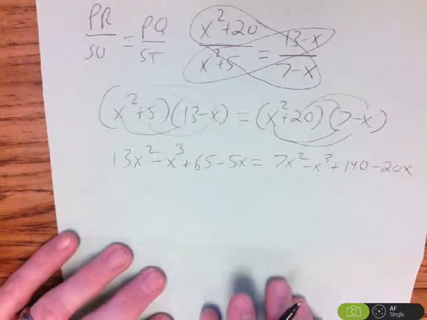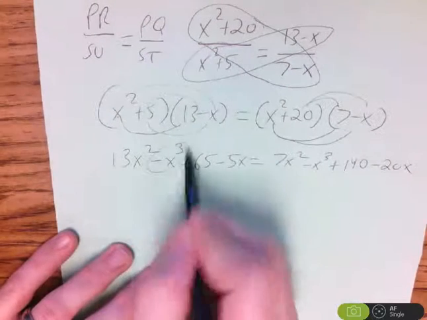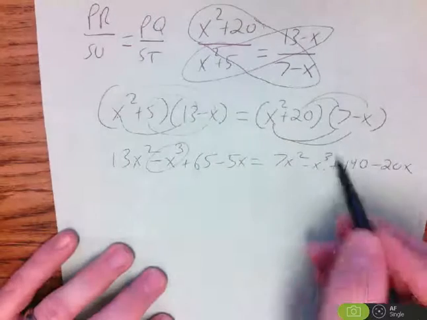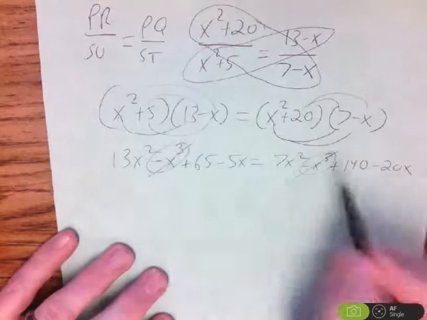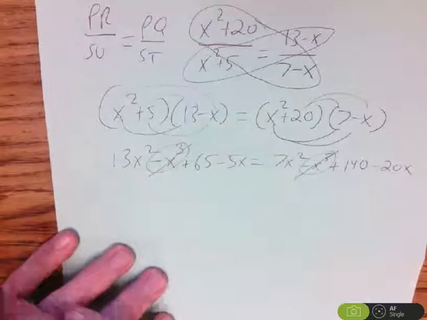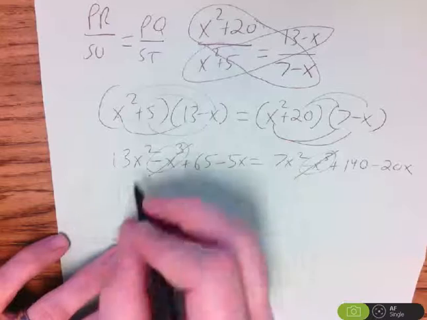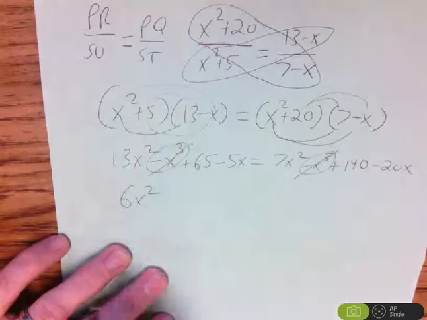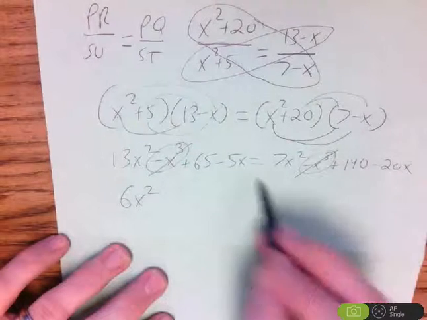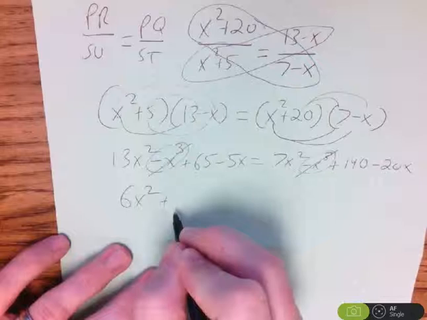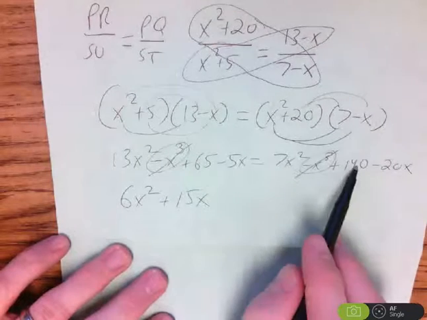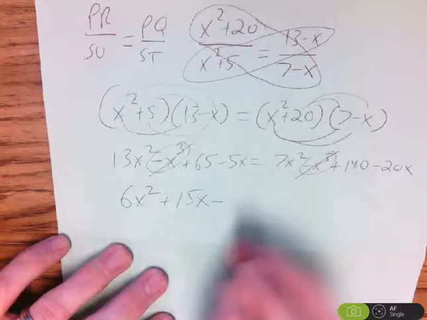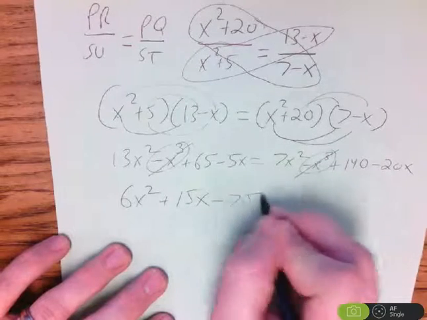And let's just start simplifying. I see that negative x cubed on this side, and the negative x cubed on that side. If I add x cubed to both sides, those are gone. So I don't even have to deal with that. Let's bring the 7x squared over. So that's going to be 6x squared. Let's bring the 20x over. That's going to be 15x. And then minus 140, that's going to be minus 75?